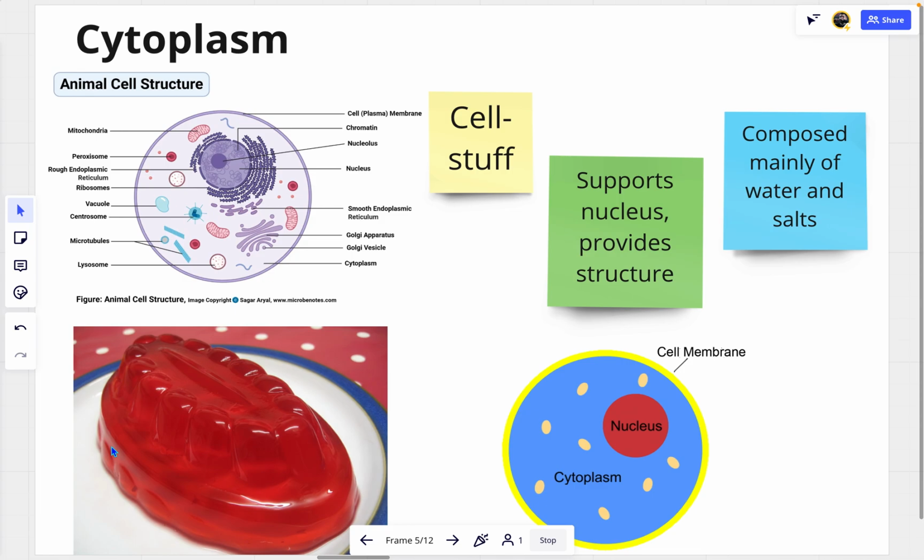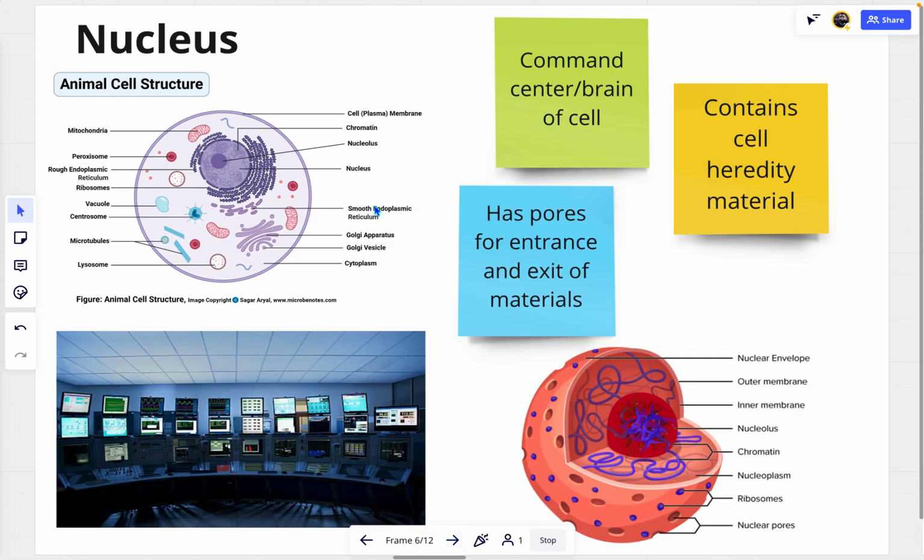And yeah, the cytoplasm also supports the other structures, for example, the nucleus you can see here. Now, moving on, as I mentioned just now, the nucleus. What is the nucleus? The nucleus is a really important part of the cell. It's basically the brain, the command center of the cell. I hope this picture looks like a command center.